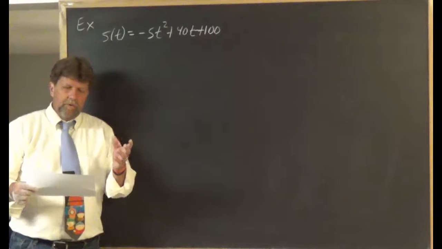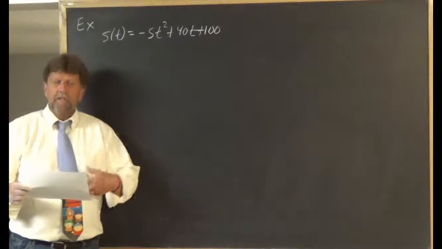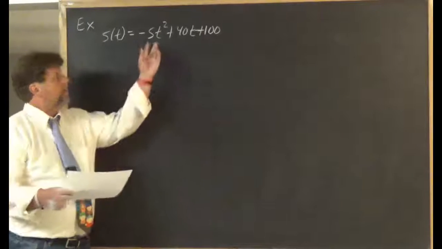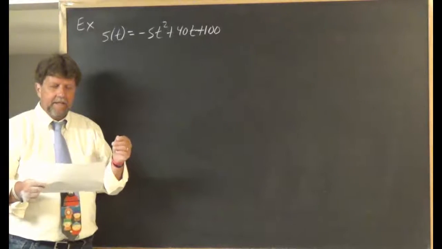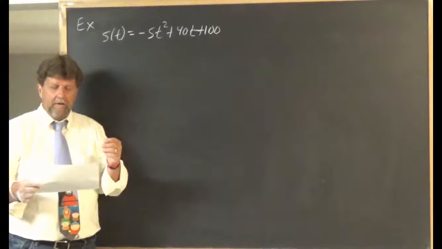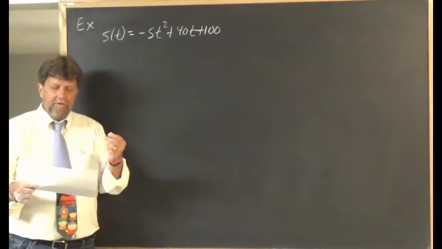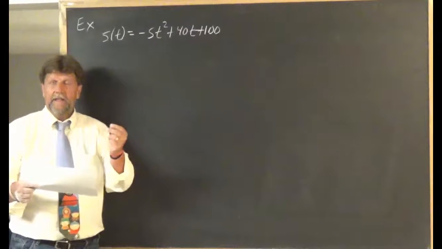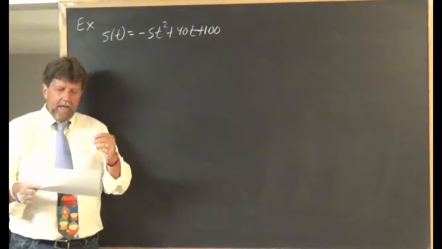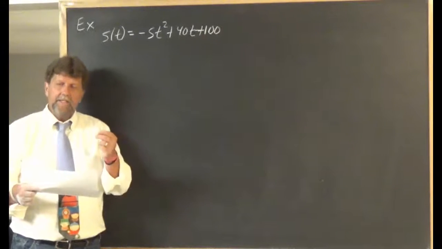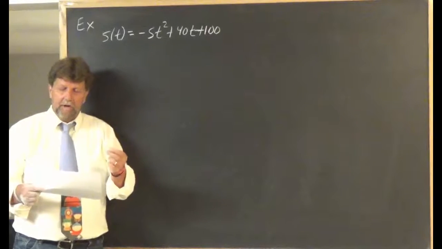Okay, in this example, there were some words. It said a position of a rocket. It's given by this function. T is in seconds and S is in meters above the ground. Part A, find the rate of change in position, and that's instantaneous velocity, on the interval 0 to 10. And then in part B, at what time is the instantaneous velocity 0?